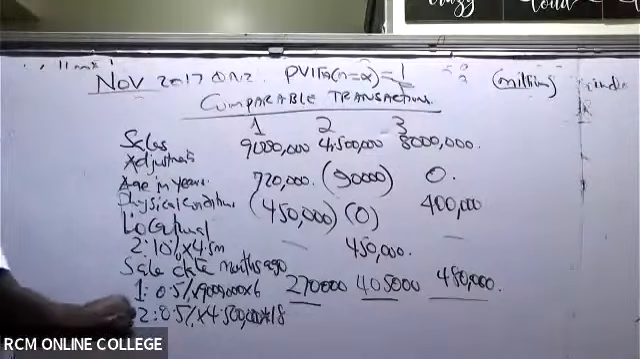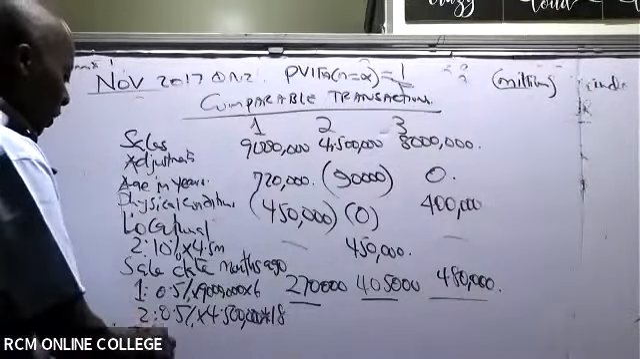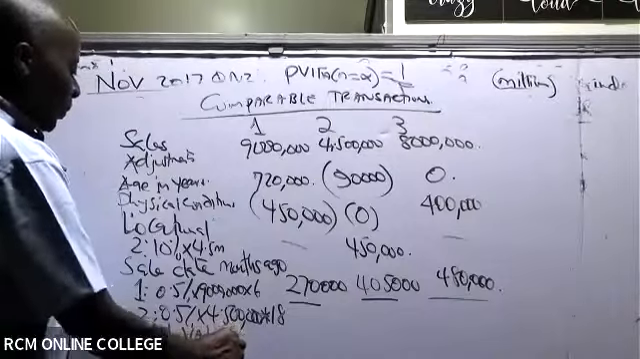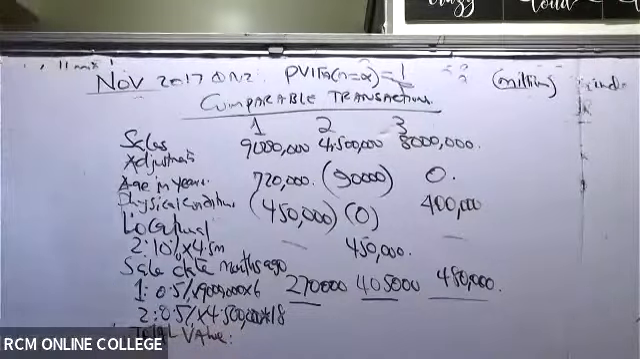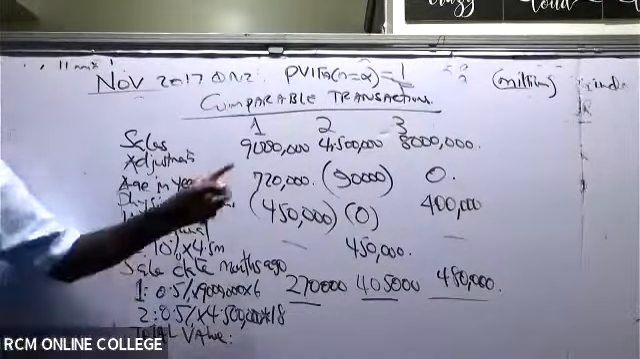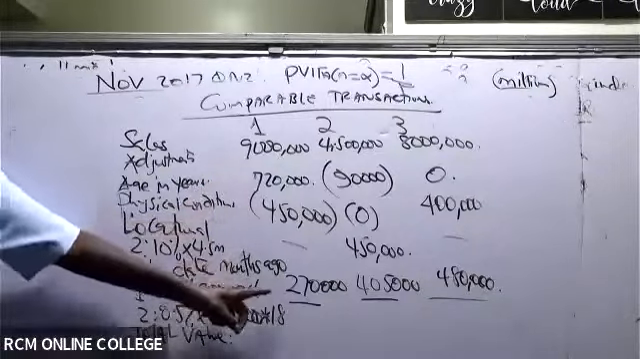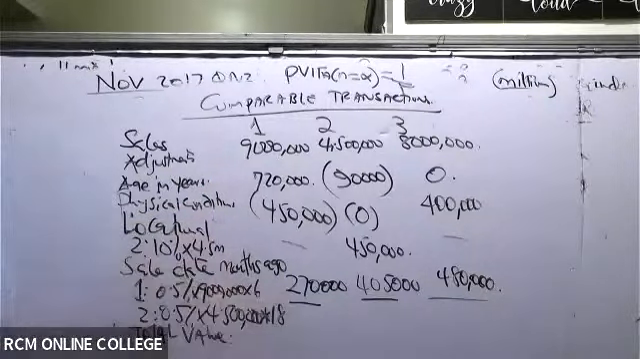So please come and give me the total values now. You go slowly. 9 million plus 720 minus 450 plus 2.7 plus 270,000. Give me the total values.